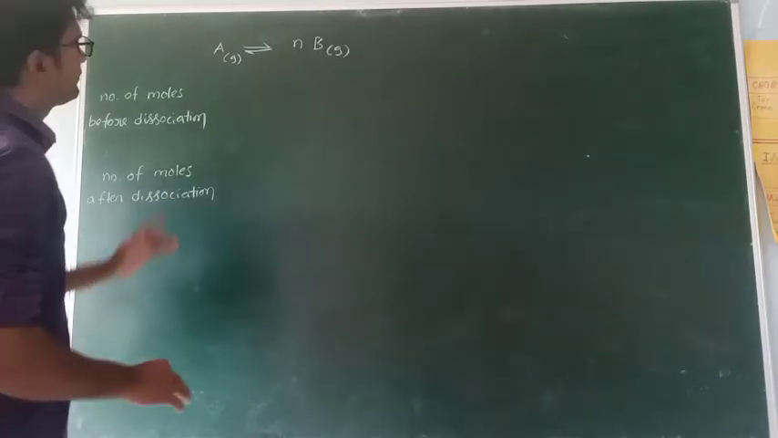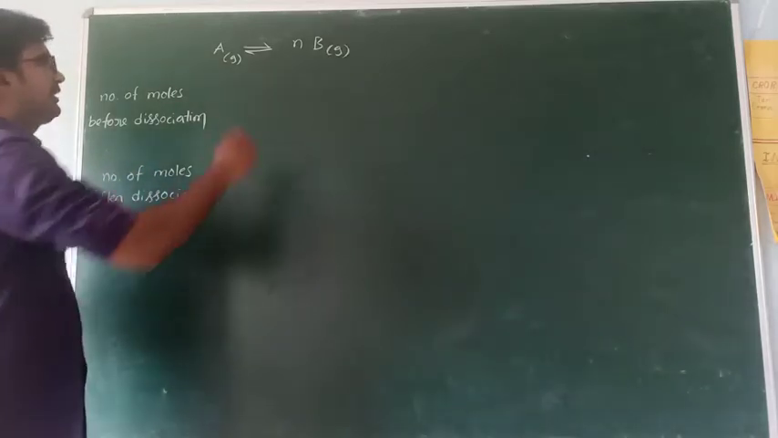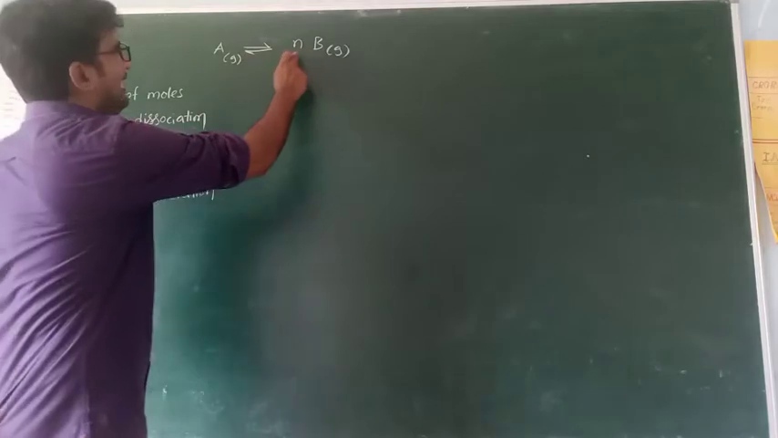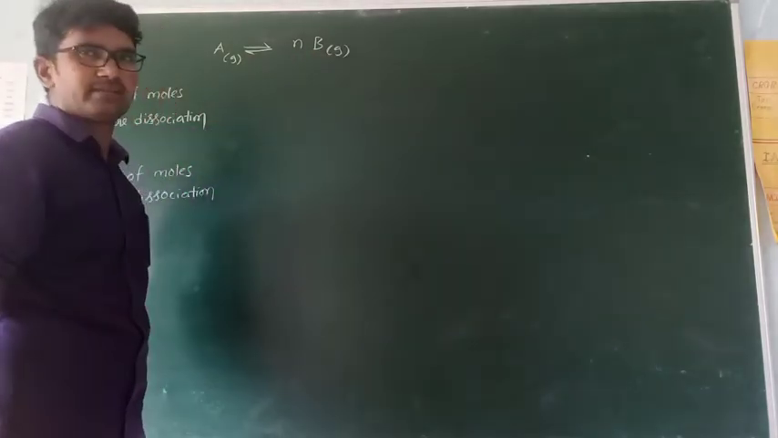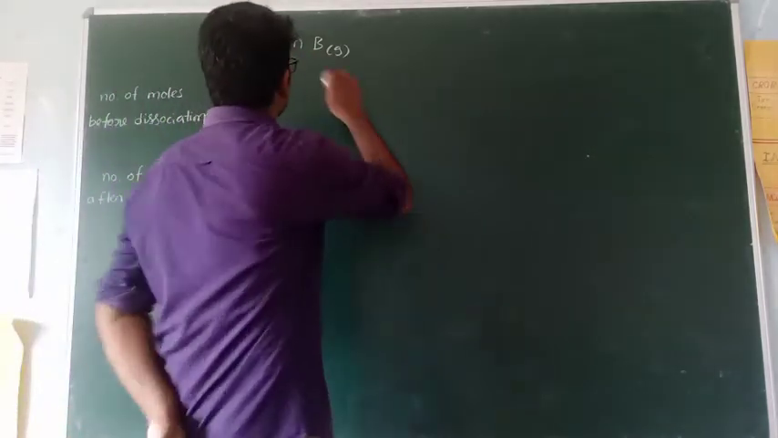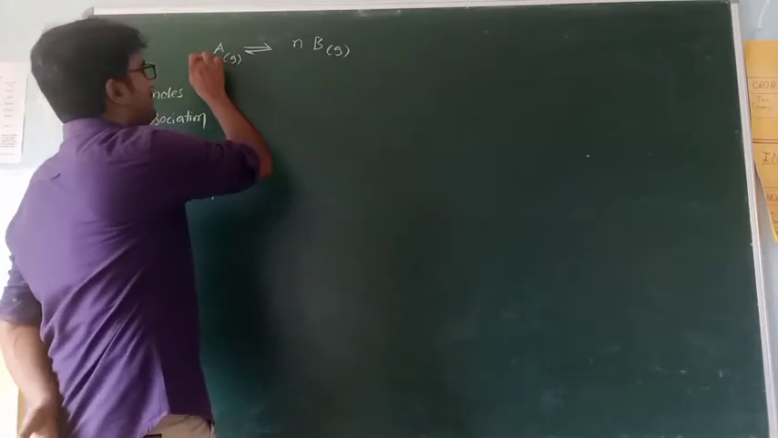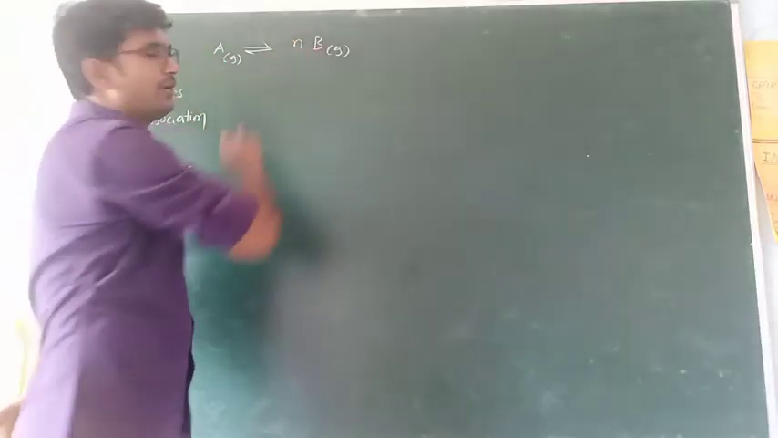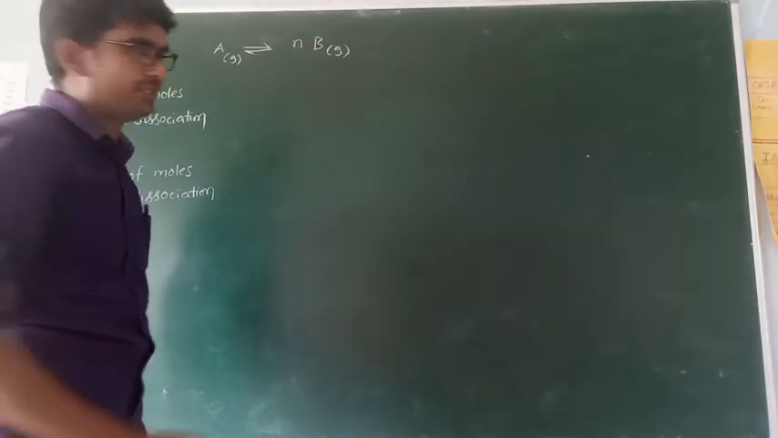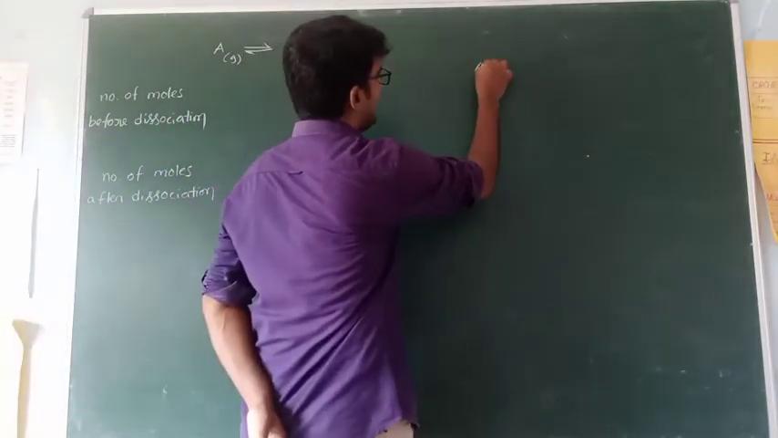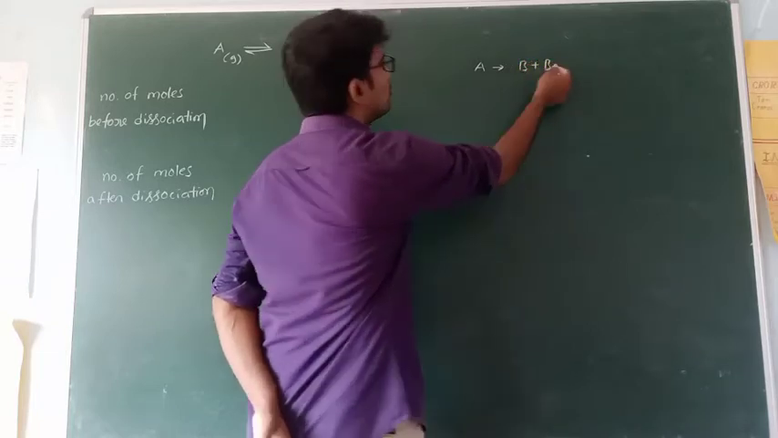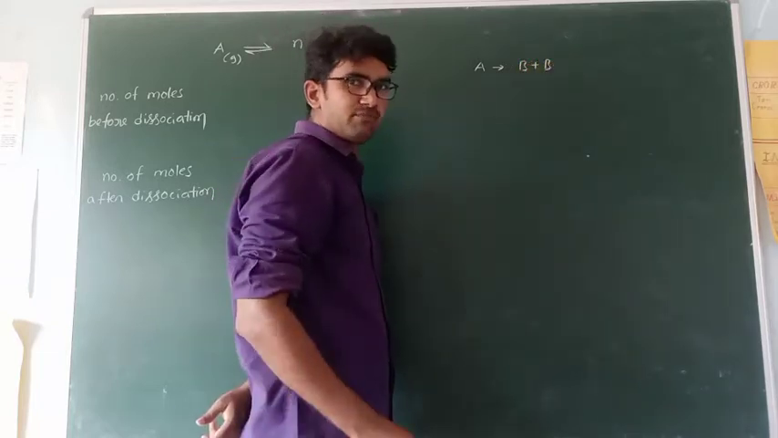Now consider one equation. In that equation, A in gaseous state is converted into nB in gaseous state. Sir, what is n here? There is no fixed n. If you take 1 mole of A, it gives n moles of B, that is n moles of product. For example, we can write A gives rise to B plus B, that is 2B. 2 moles of B is formed.